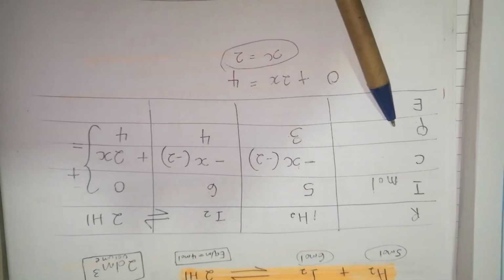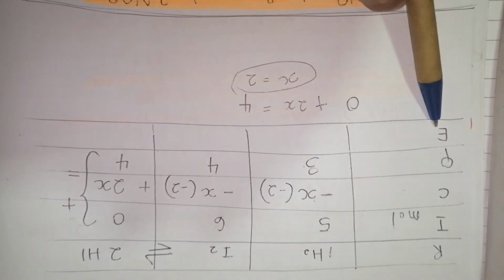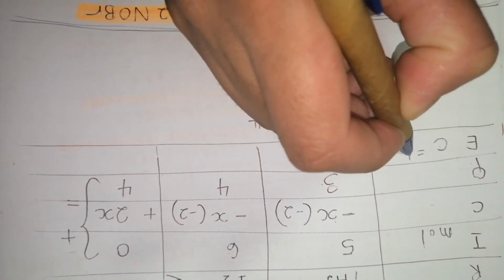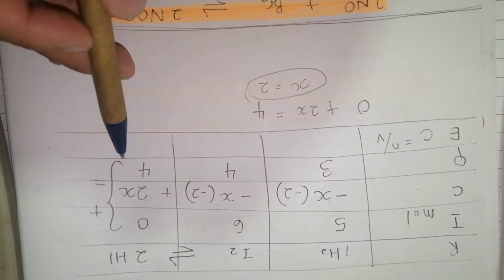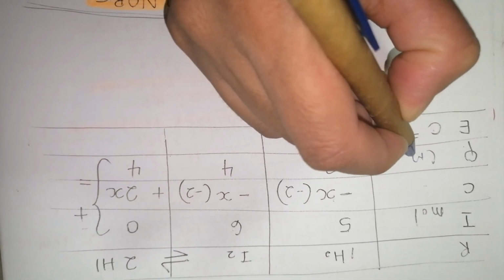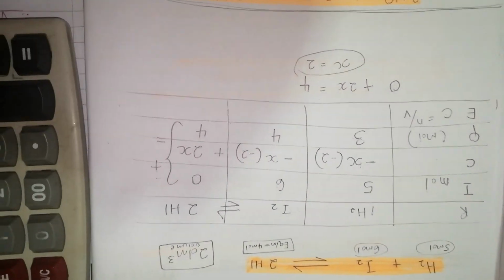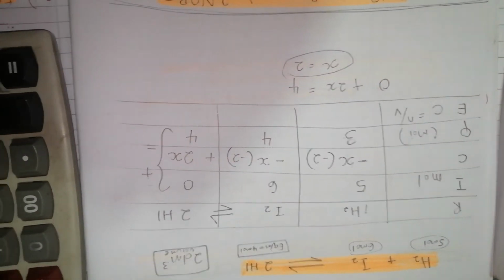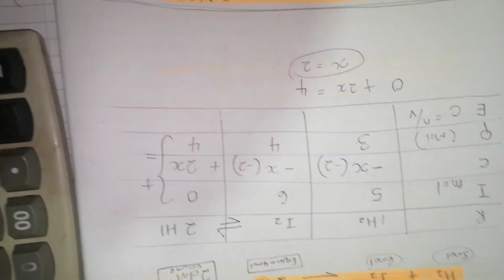Right, now that we have the equilibrium moles, we just need to work out E, which is the concentration at equilibrium, and for this we're going to use the formula C is equal to N over V. Now the equilibrium concentration, this one is moles. Right, all of them are actually moles. So we're going to say moles divided by volume. And remember in the beginning, they gave us volume, which is 2 decimeter cubed. So we basically have to take all of the moles divided by 2.